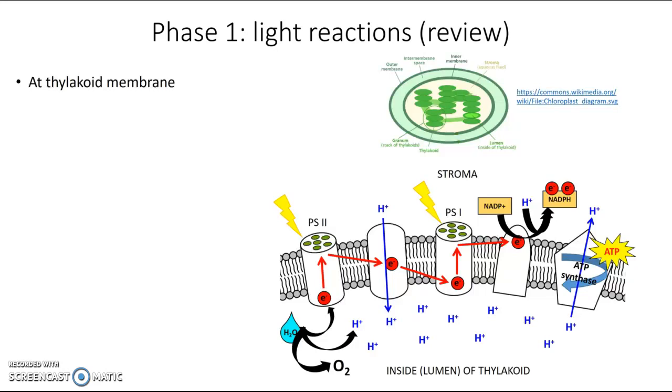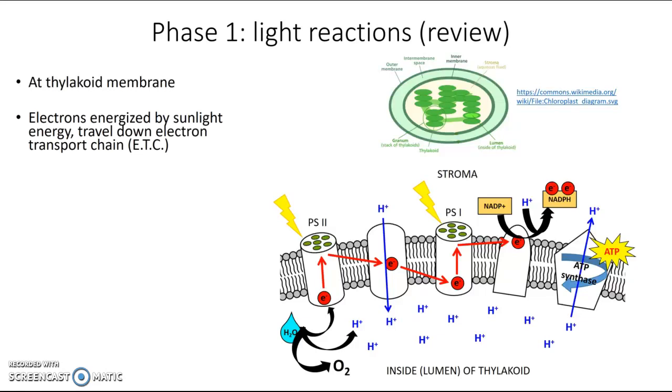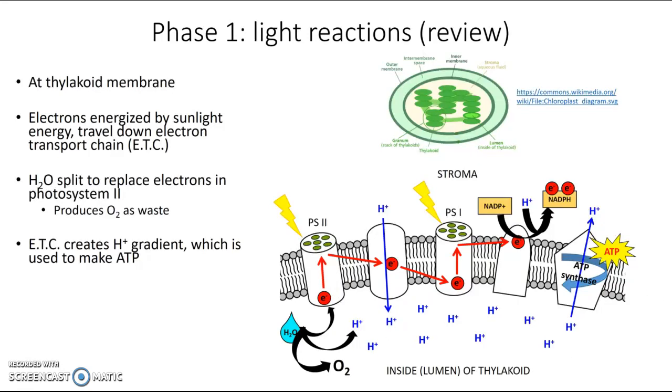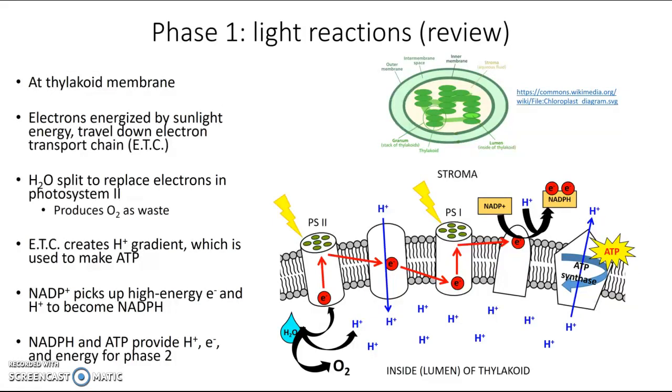If we were to summarize all of that verbally, the electrons get energized by sunlight energy and travel down this electron transport chain. Water gets split to replace electrons lost by photosystem 2 and produce oxygen as a waste product. And that electron transport chain creates a hydrogen ion gradient, which is then used to make ATP. NADP picks up high energy electrons and hydrogen ions to become NADPH, and then these products here, the NADPH and the ATP, are going to provide hydrogen ions, energized electrons, and energy for phase 2, the next phase.